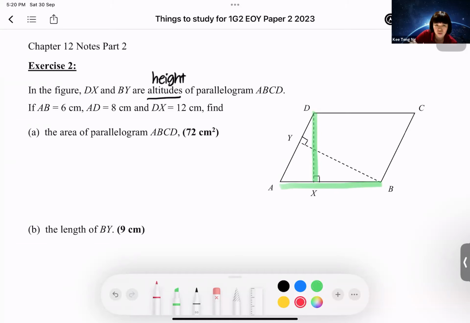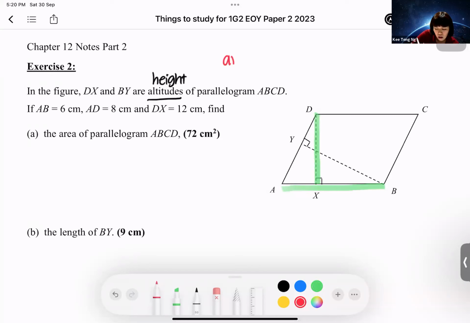But before that, let me recall a little bit, I forgot to say, area of parallelogram is given by, very similar to area of rectangle. So area of rectangle is length times breadth, right? But area of parallelogram will be base times the perpendicular height. Okay, so to find area, you need a pair of base and perpendicular height. So in this case, if I have AB as my base, my perpendicular height will be DX. Next, I have another length. AD is 8 cm. I forgot to write 6 cm here just now.